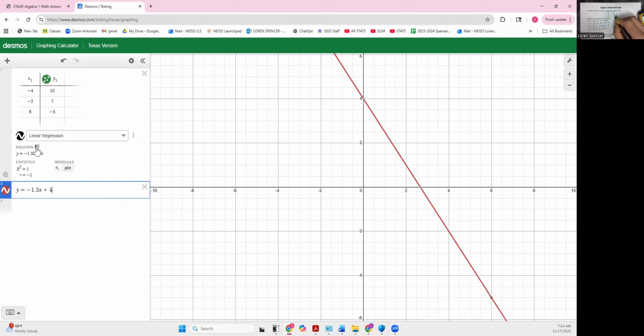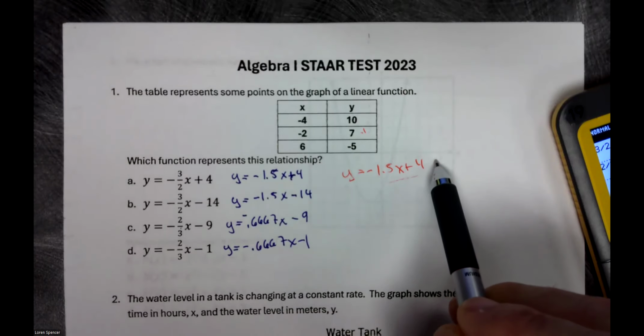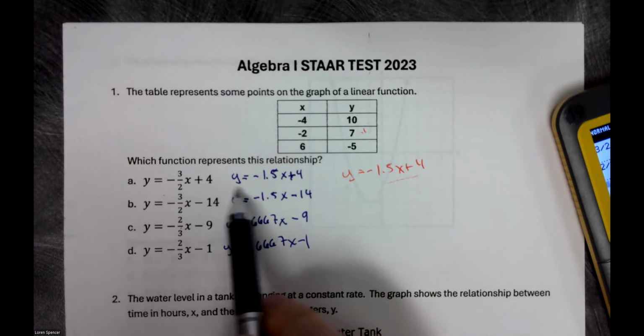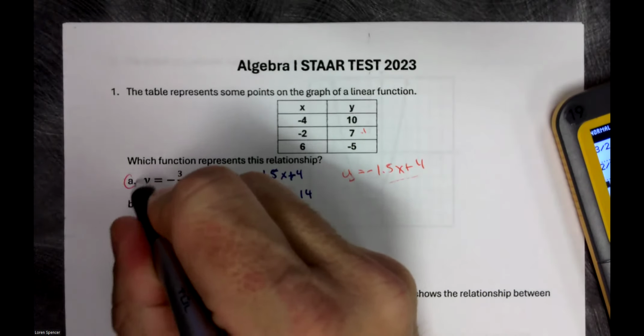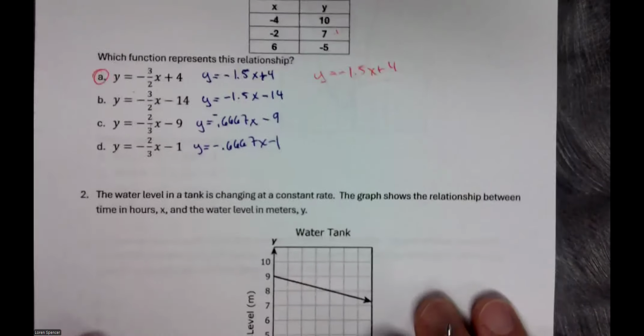That's the equation this gave me, and I'm going to go ahead and switch back. So Desmos gave me y equals negative 1.5x plus 4. That matches this right here. So our answer choice for the first one is A.